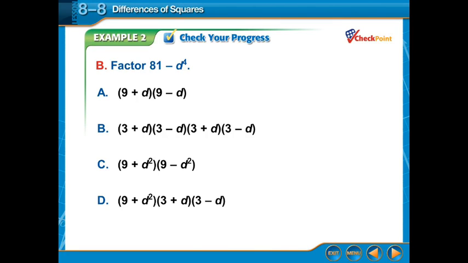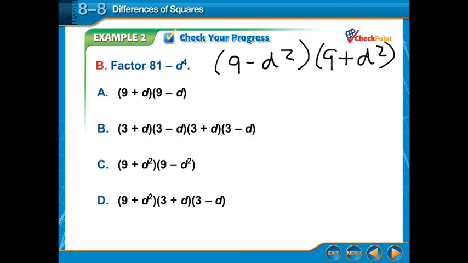Alright, let's factor 81 minus d to the 4th. So I know that the square root of 81 is 9. I know that the square root of d to the 4th is d squared. So I'll have 9 minus d squared, and I'll have 9 plus d squared.